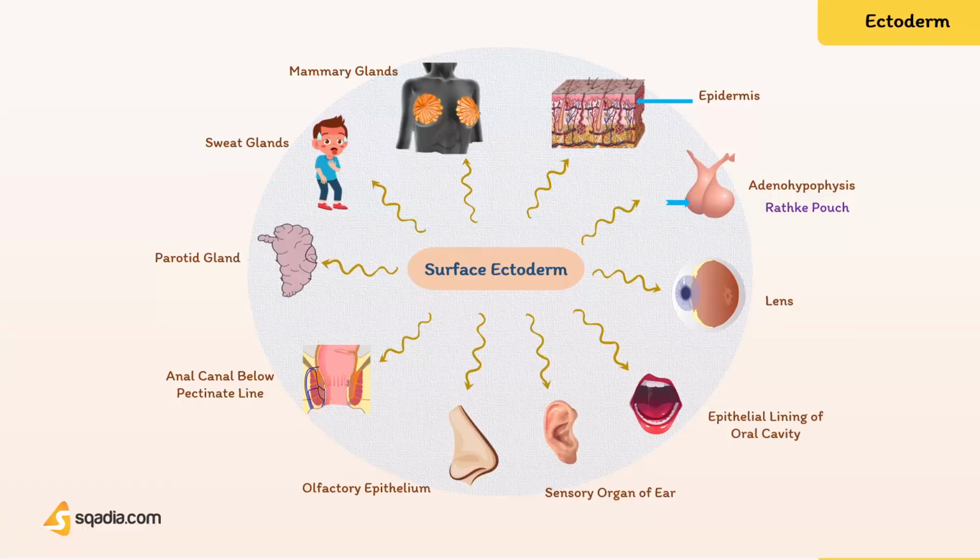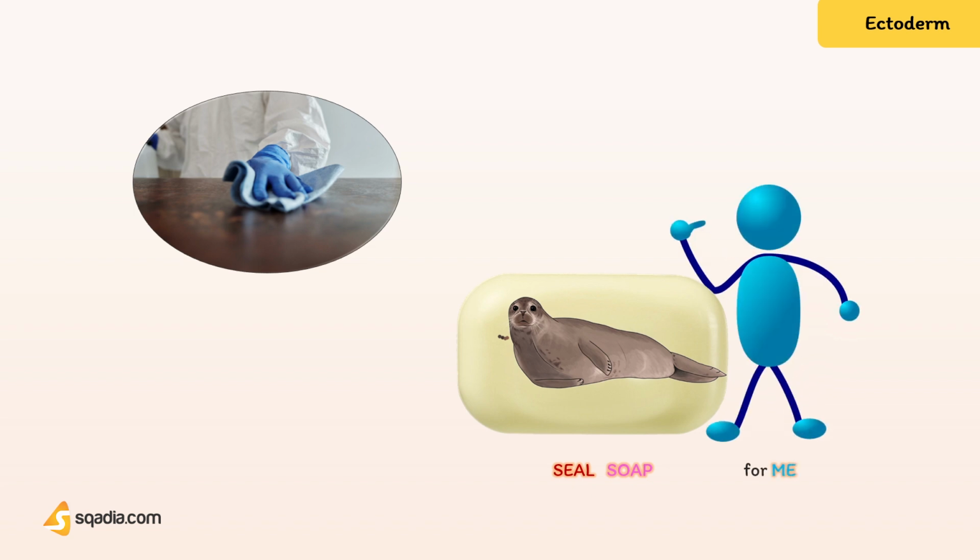Remembering the derivatives of the surface ectoderm is really important. So we have made a mnemonic for you to hopefully make it easier. Let's remember the surface ectoderm by "cleaning this surface with Seal soap for me." Now you may not know, but this imaginary brand of Seal soap for me is the best one out there. So let's go over them again really quickly.